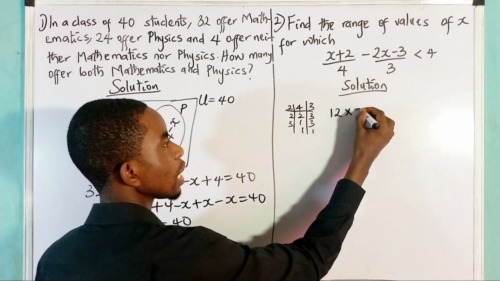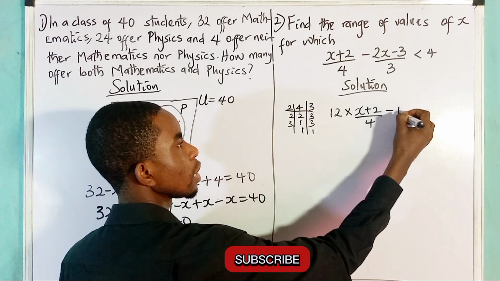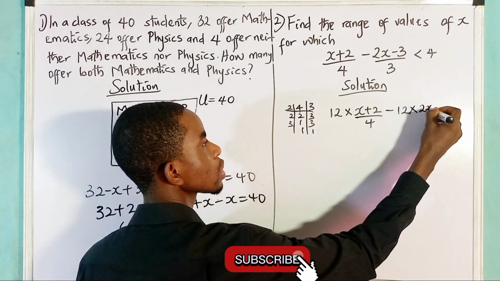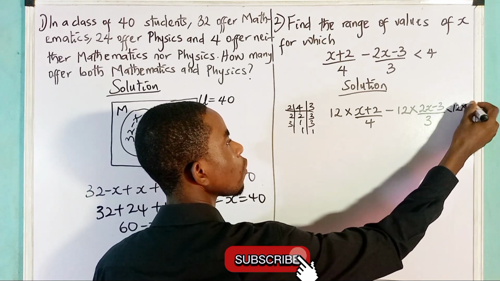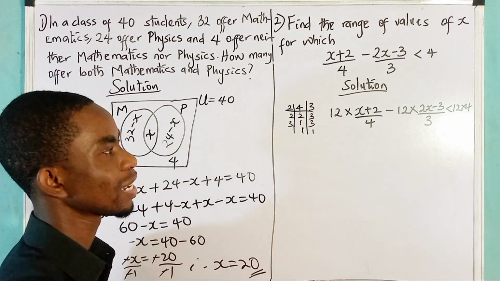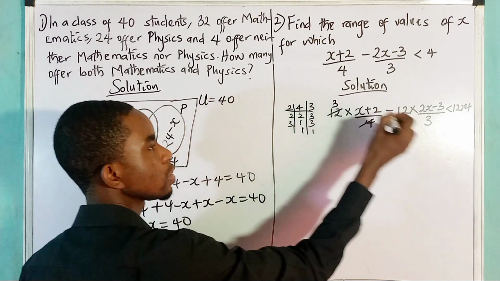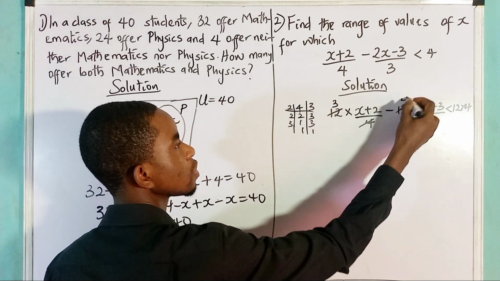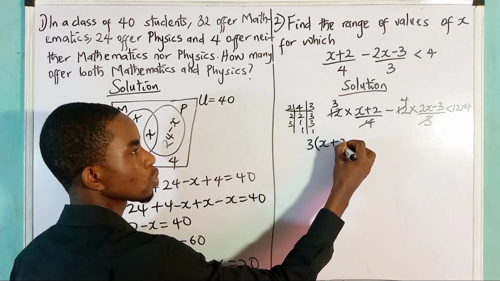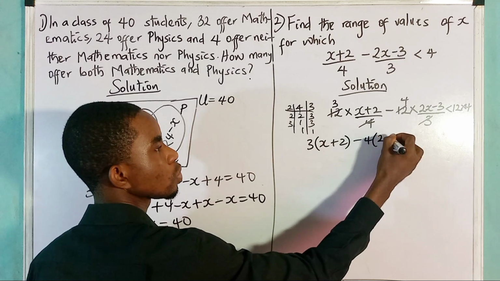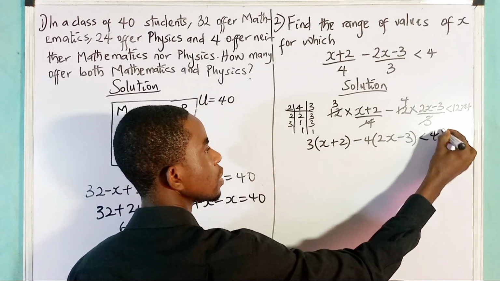12 times x plus 2 over 4 minus 12 times 2x minus 3 over 3 is less than 12 times 4. I hope you can see that. And then we divide this by 4. This is 3. Divide this by 3. This is 4. So this will become 3 times x plus 2 minus 4 times 2x minus 3 is less than 12 times 4 is 48.